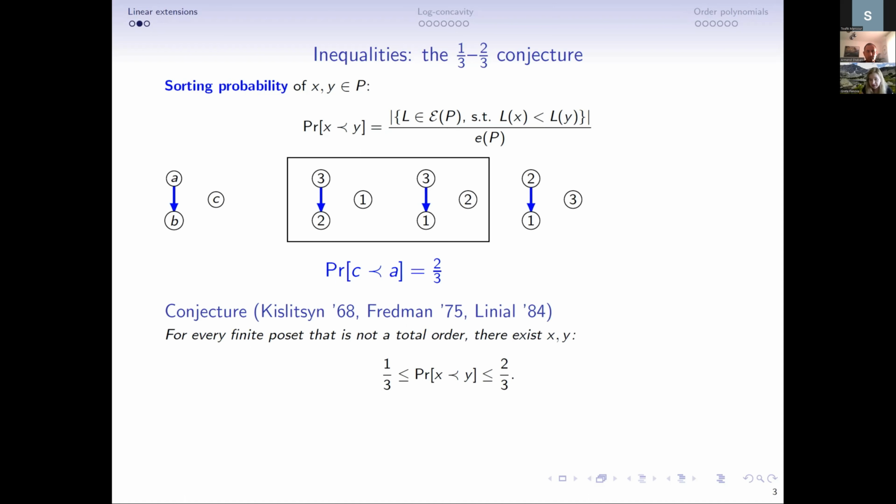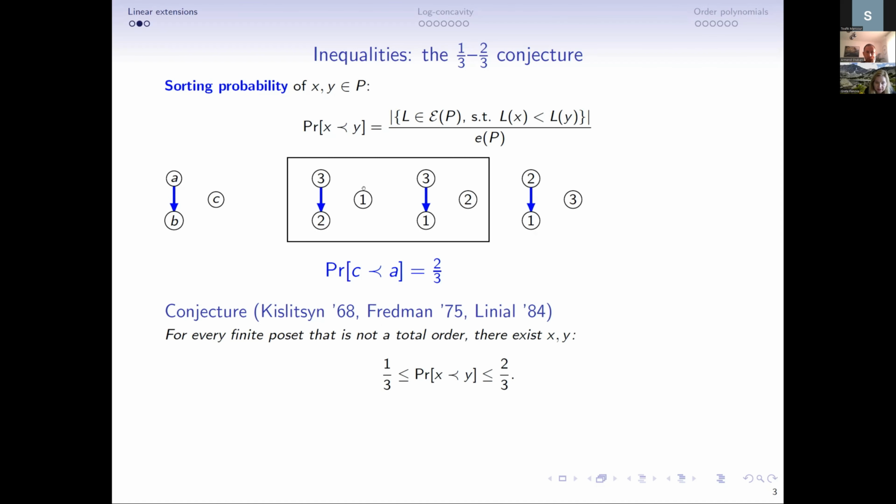And in fact, this is an extreme case. It turns out conjecturally, so it's a really old conjecture, as you can see here, that for every finite poset which is not a total order, so not a chain, there exist 2 elements x and y, you can find them somewhere, such that the probability that x is smaller than y is between 1/3 and 2/3, or in other words, the number of linear extensions for which Lx is less than Ly is at most twice the number of linear extensions in which this order is reversed.